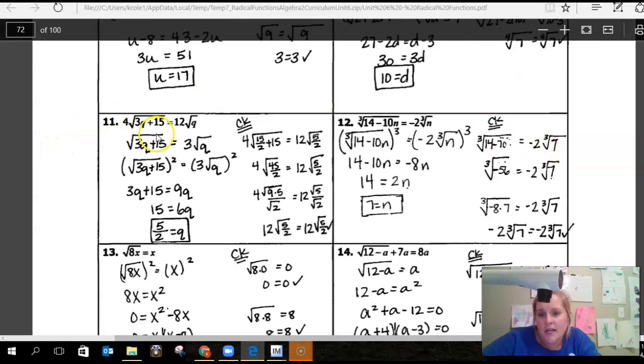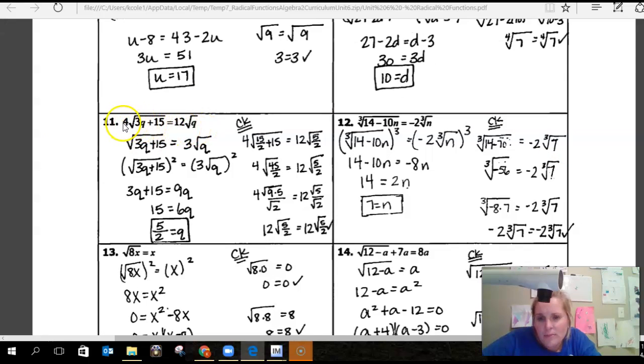Over here, now 11. If you look at number 11, they do have a radical on both sides. This one has 4 on the outside and this one has 12. So we can simplify both sides by dividing by 4. Dividing this side by 4 cancels out that 4 completely. Dividing this side by 4 is going to simplify it to be 3. So we can't get this side, the right side, by itself completely, but at least we can simplify it. Then we're going to square both sides because our index is 2.